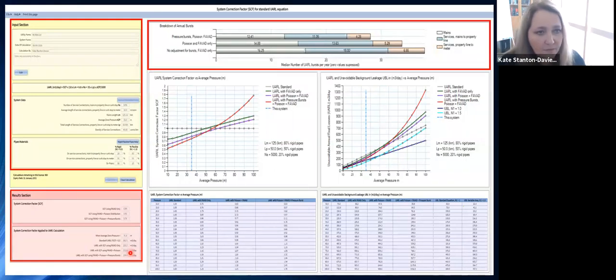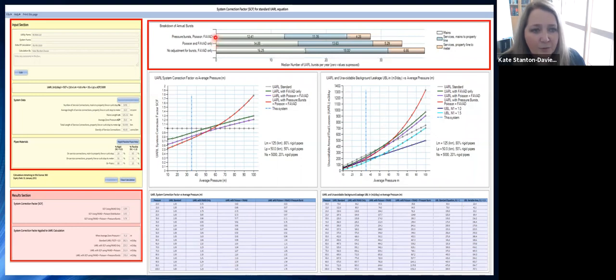At the top of the software, you can see a bar chart, and this is to give you an indication of the median values for annual UARL bursts split across mains and services. So the bottom bar has no adjustment for bursts. It's the standard burst frequencies. And then we bring in the Poisson effect and we see how that changes the breakdown of median. These are median, not average, numbers of UARL bursts across mains and services.